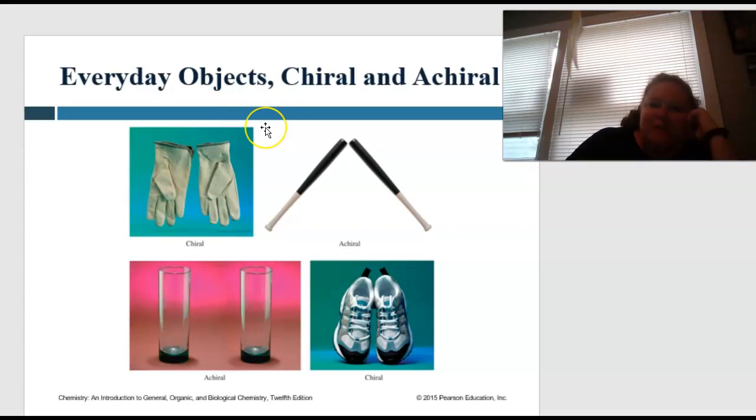So, everyday objects, let's look at them as chiral and achiral. Chiral, they can't be superimposed. Achiral, they can be superimposed. Just think of it as if it's a mirror image without flipping anything, then that's going to be the achiral, whereas if they can't be mirror imaged without changing something, then that's going to be the chiral.